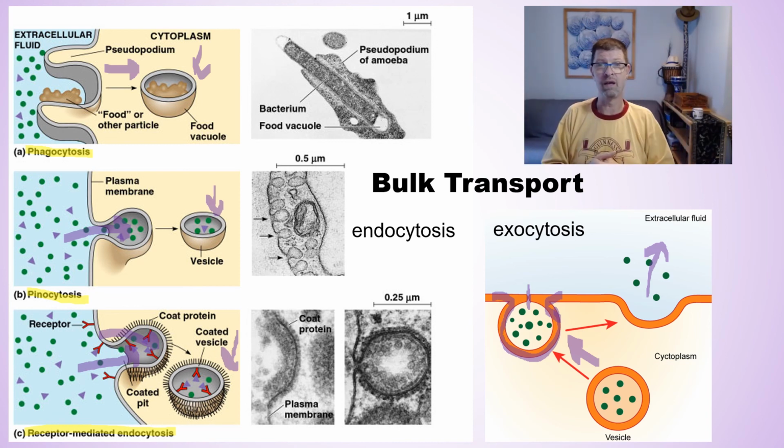These are the examples of bulk transport. 3 examples of endocytosis, 1 picture of exocytosis, but they're all of them considered active bulk transport.